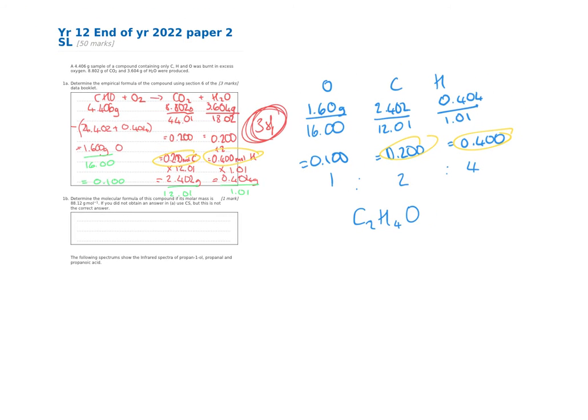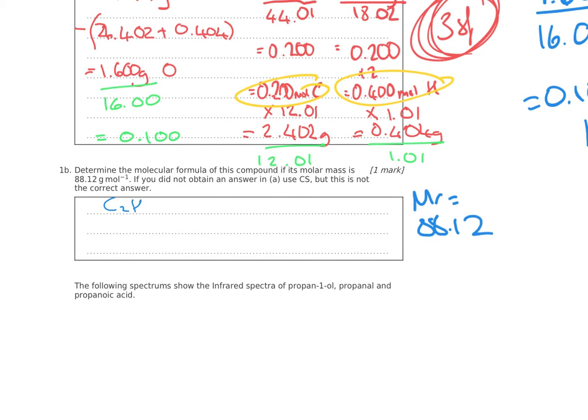Then the next one says, determine the molecular formula of this compound. So if we know that Mr is 88.12, well, we want to know the Mr of C2H4O. So it's going to be our 12.01 times 2, plus 1.01 times 4, plus 16.00. It's going to be 44.06. So then I'm saying, how many times does that fit into my molecule? I can see that's a 2 to 1. So that's going to fit in there twice, but I can do 88.12 divided by 44.06. So it's going to be twice as big. So it's going to be C4H8O2. So that's my molecular formula.